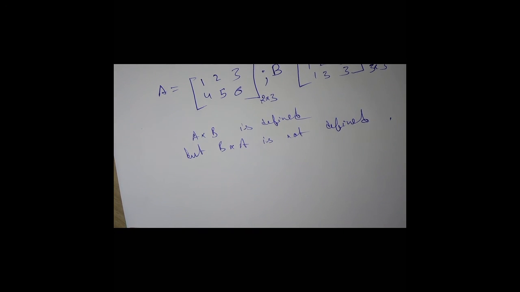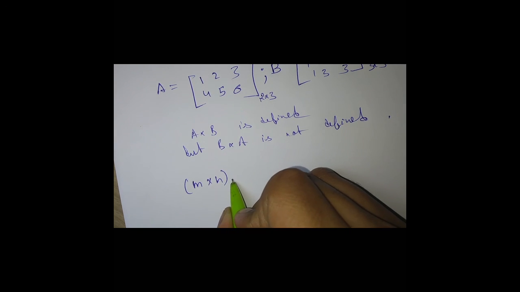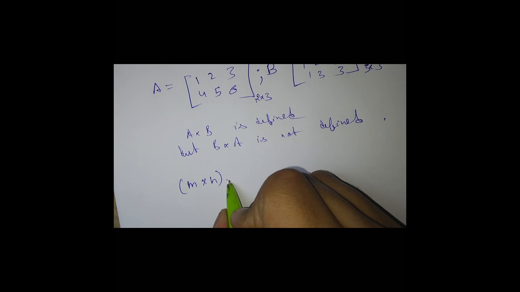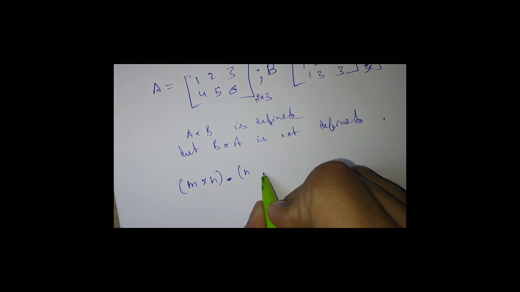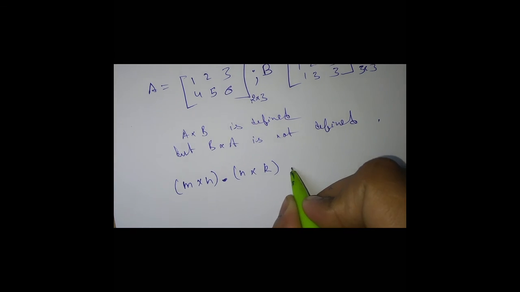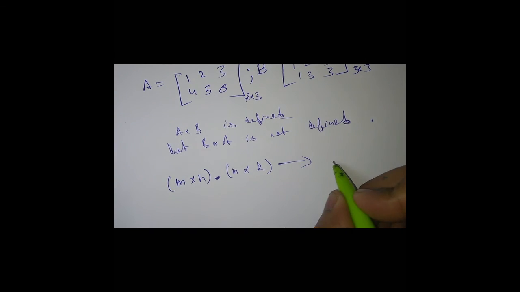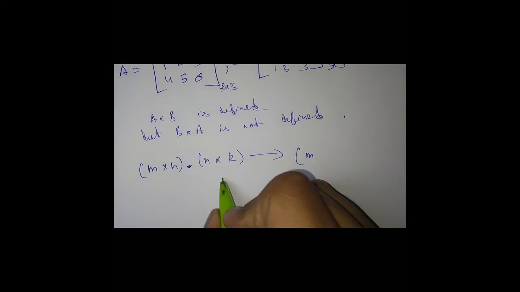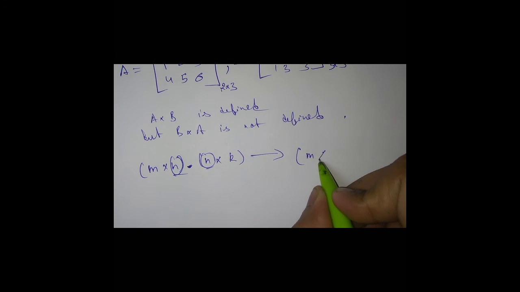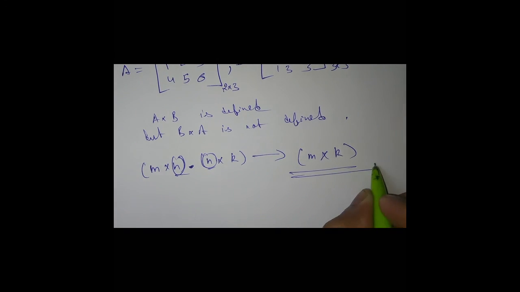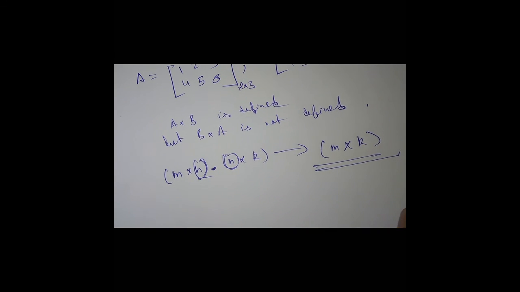Also, dimension property of matrices suggests that if a matrix with order m by n is multiplied with another matrix of order n by k, then the resultant matrix will be of order m by k.